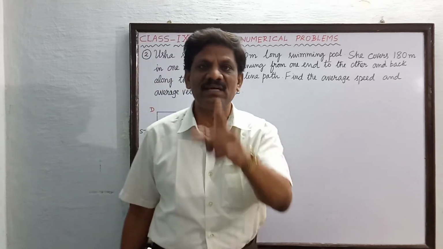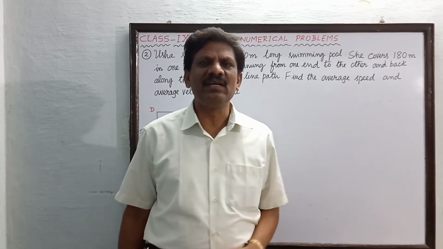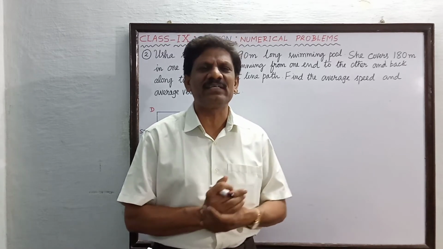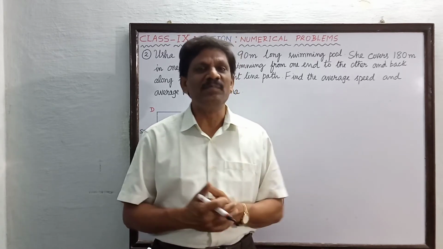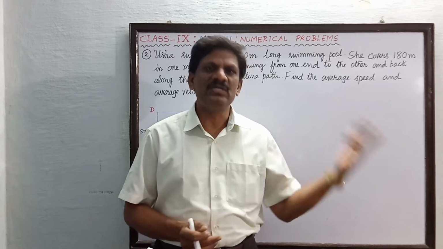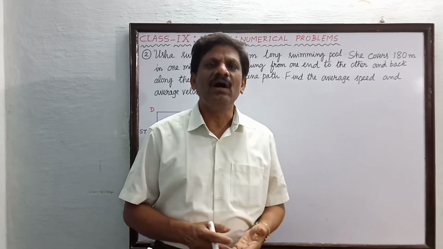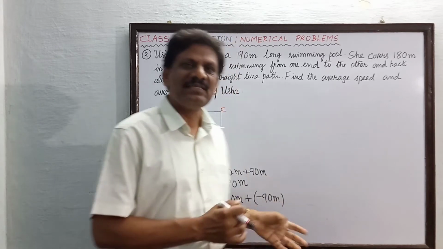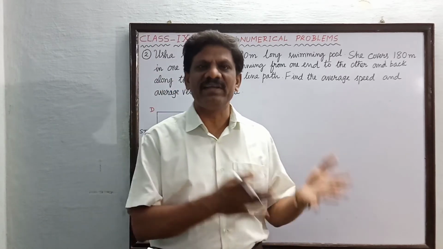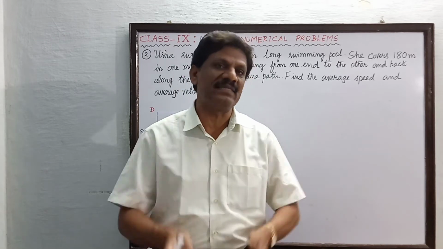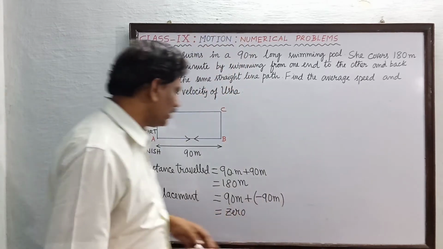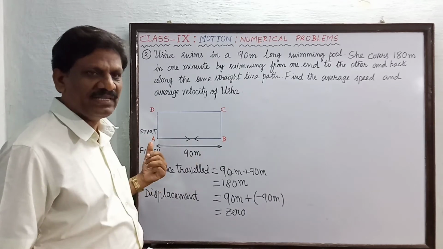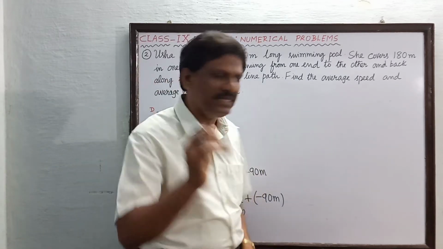Have you understood this concept? Distance traveled will always be positive. It has only magnitude and no direction. Whereas displacement may be positive or negative or even 0. We have studied this in the class. In this case, since the initial point and the finishing point are one and the same, the displacement is equal to how much? 0. So the starting point is A and the finishing point is also A, which means displacement must be 0.